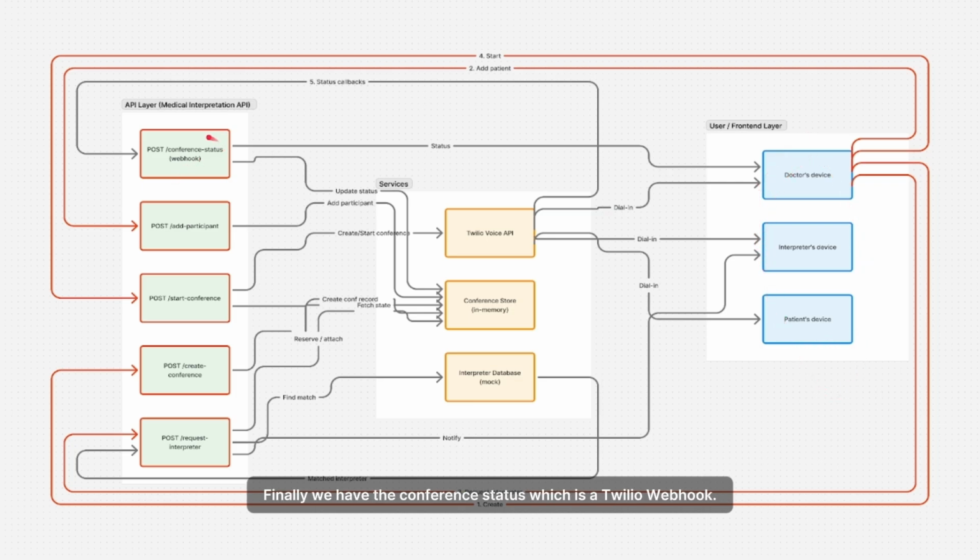And finally, we have the conference status, which is a Twilio webhook. It is not actually part of the API in a sense that we have created it, but we did create a simulated API because in testing environment, you cannot actually use this webhook. It has to be used in real time. So we created this API simulation in order to be able to test and track status changes for conference calls and for participants.